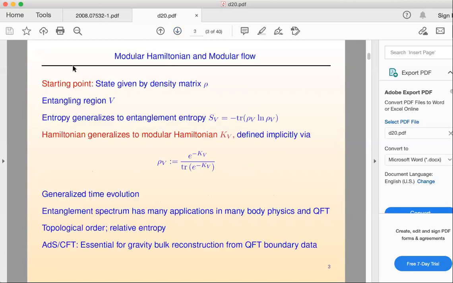Okay, so I'm going to start by explaining what a modular Hamiltonian and a modular flow is. I guess in your audience many people will know what this is, but let me very briefly say from the beginning what I mean by this. So the starting point is to look at a state given by some density matrix rho. And then what we're going to consider is entanglement.